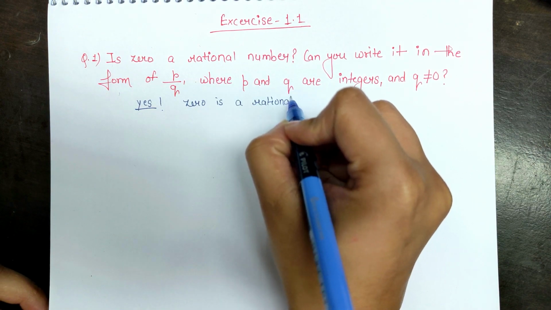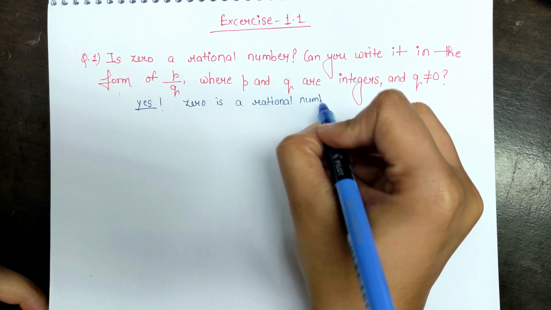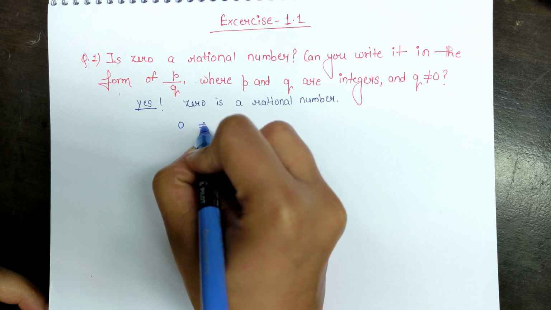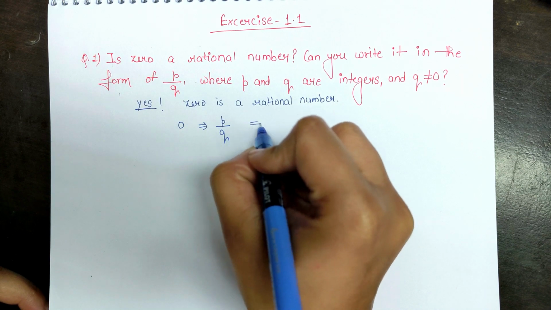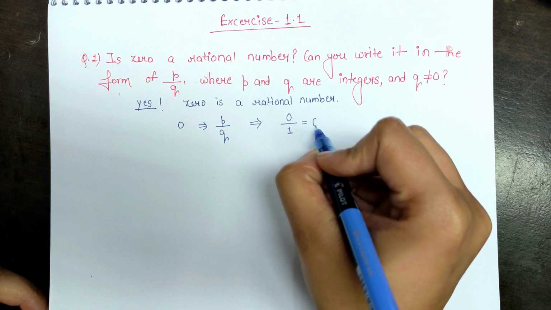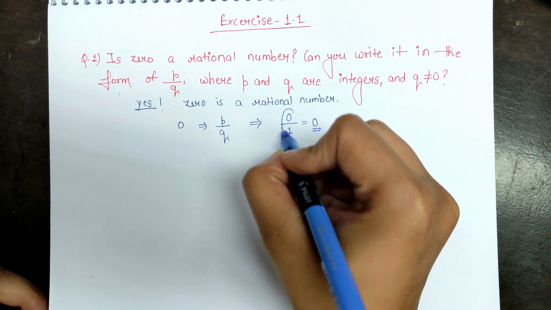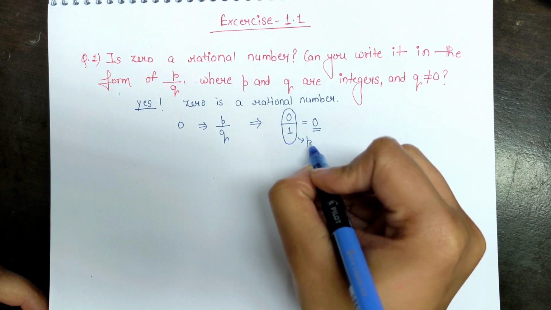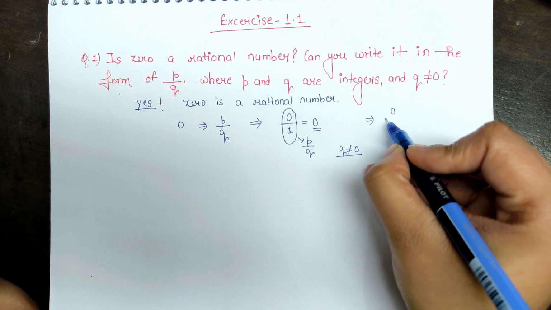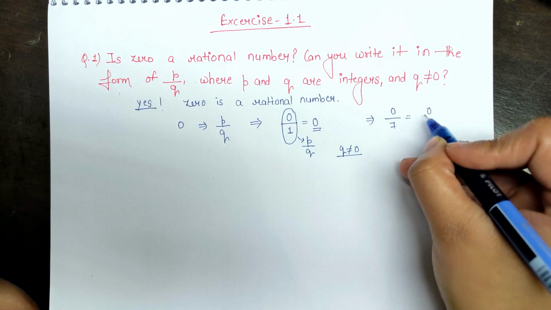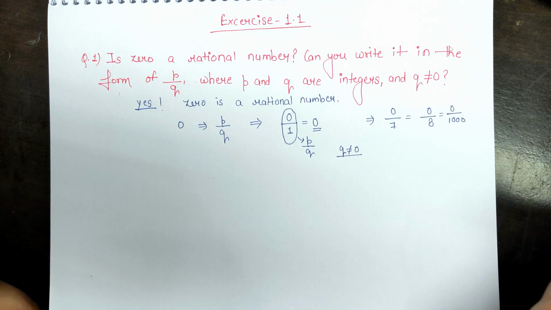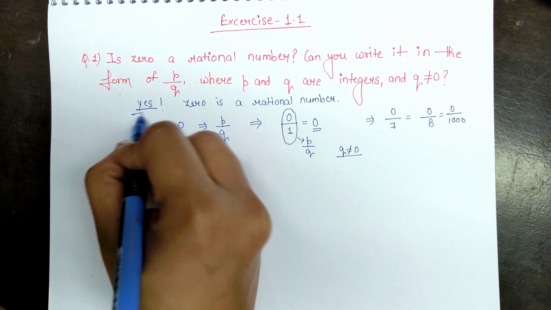Why? Let's justify this. For justification we have to write 0 in the form of p by q. So we can write 0 as 0 by 1. This will be equal to 0. So 0 can be written as p by q and q is not equal to 0. 0 can be written as 0 by 7, 0 by 8, 0 by 1000 or any number. So 0 can be written in the form of p by q. So the answer is yes.